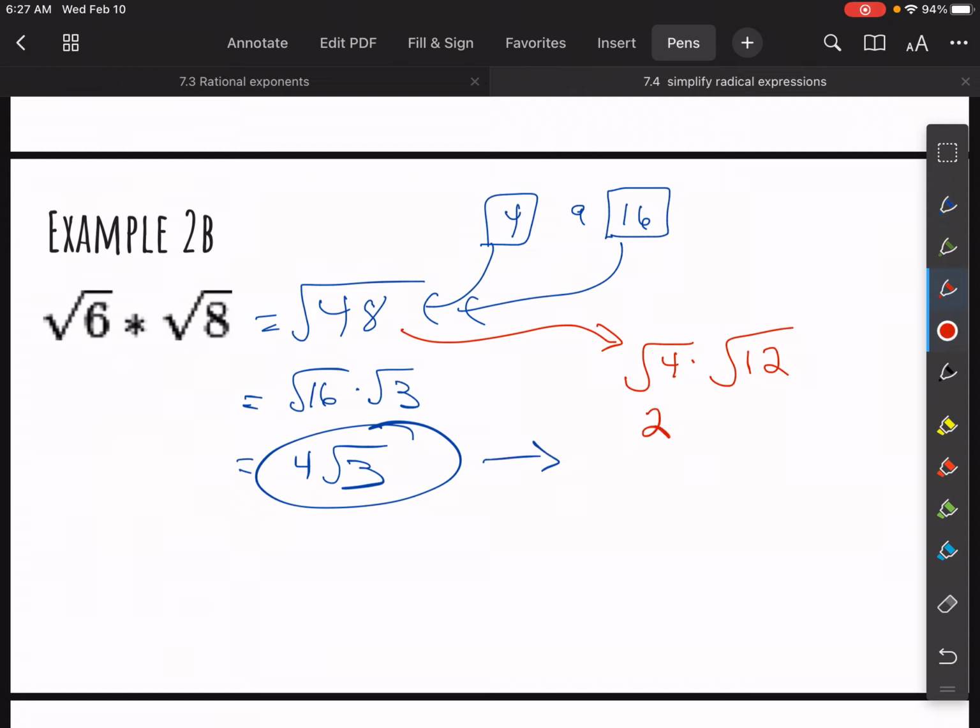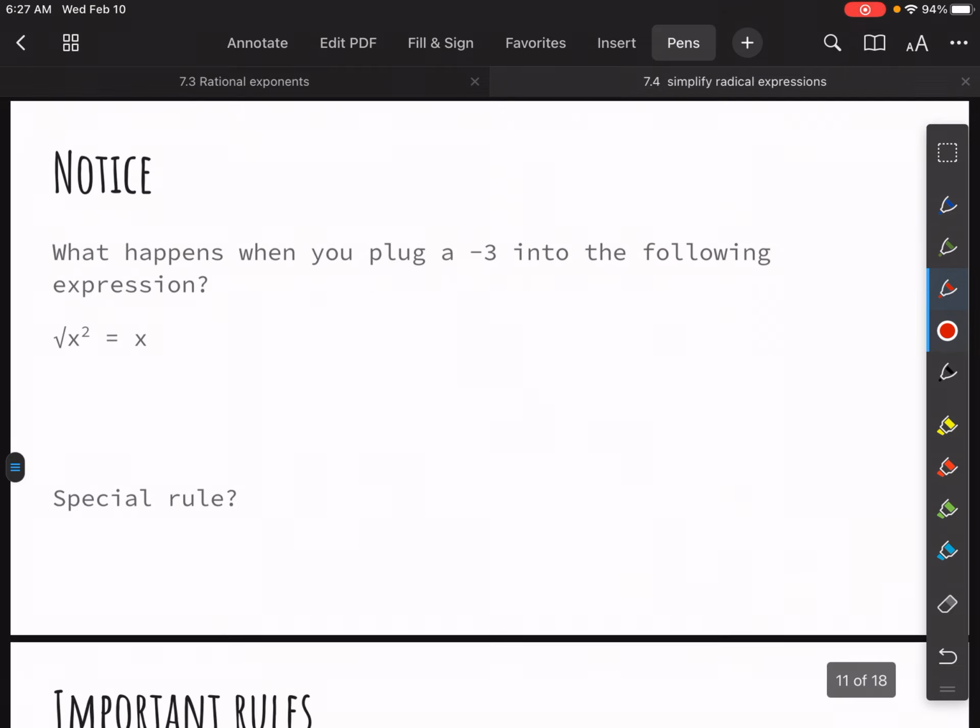How can I get that same thing over here in red? Well, this becomes 2 root 12. But then 12 has another 4 in it, right? So I can write that as the square root of 4, square root of 3. So that becomes 2 times 2, because that 2 comes down. This is 2 times the square root of 3, which is 4 root 3. So that just involves a couple extra steps because we didn't take the biggest square out of there.